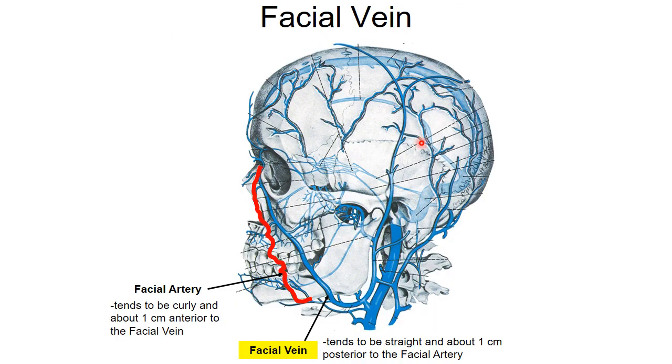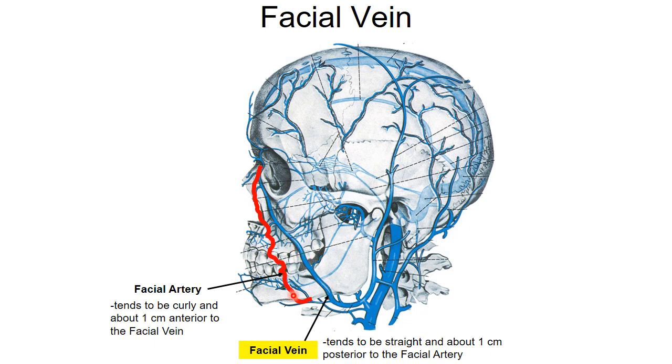Okay, I don't want you to know all these veins. I just want you to know this guy. Somehow, some way, it varies depending on the individual, it's going to find its way into either the external or internal jugular vein. Don't worry about it. I just want you to be able to identify it in the face. Okay, and this is the facial vein right there.